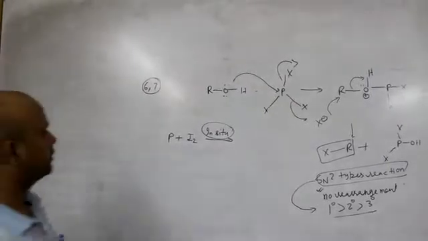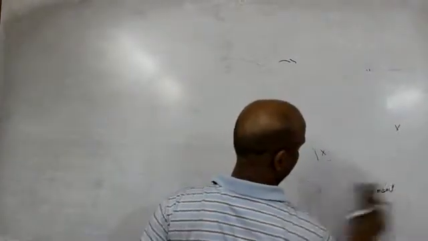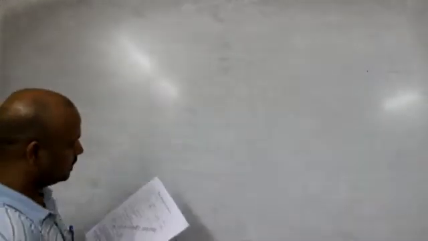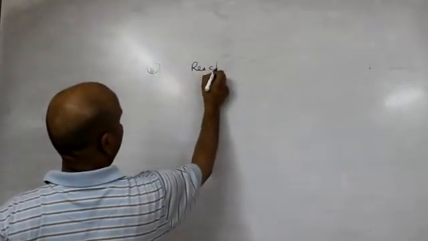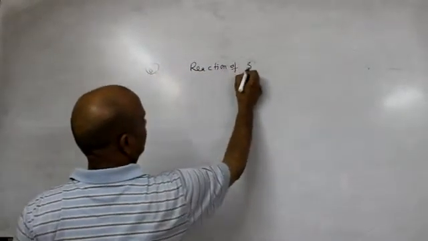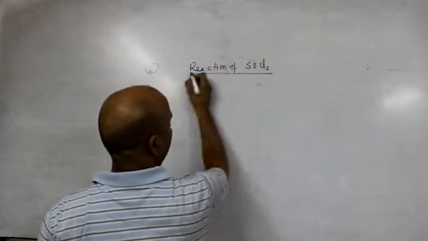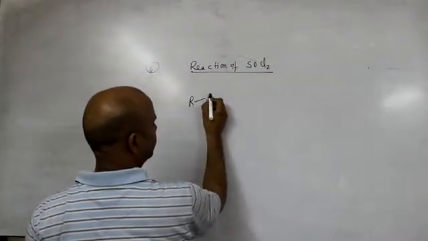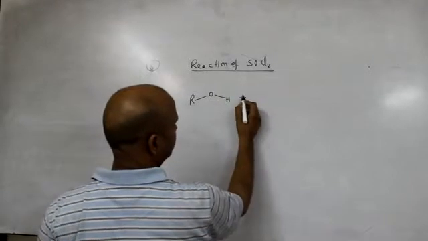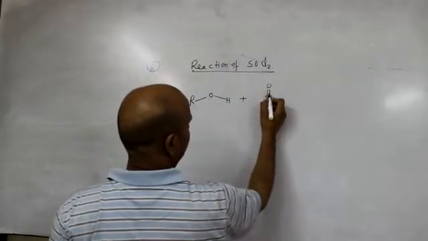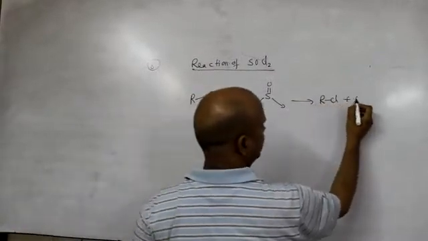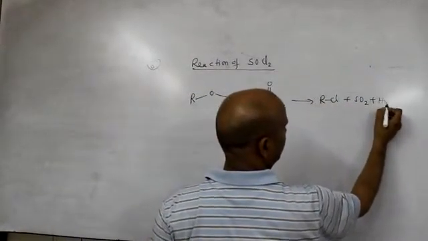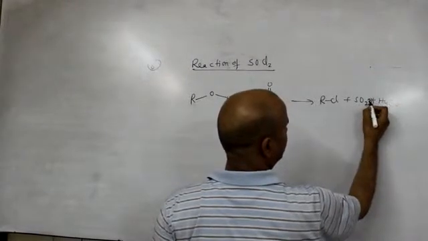Now, question number 8. In question number 8, first I would like to discuss the reaction of SOCl2. See, what are the characteristics of SOCl2? The first characteristic is the product is RCl plus SO2 plus HCl. These two are gases.